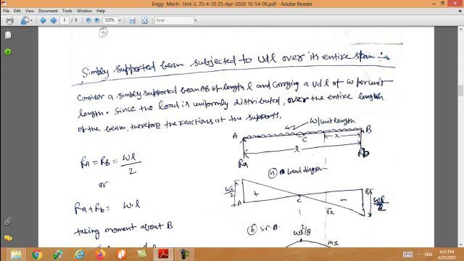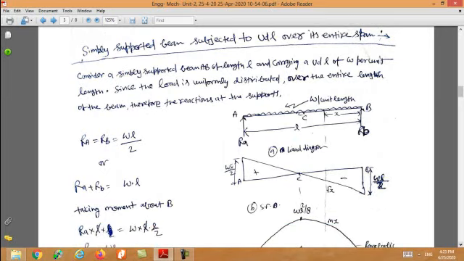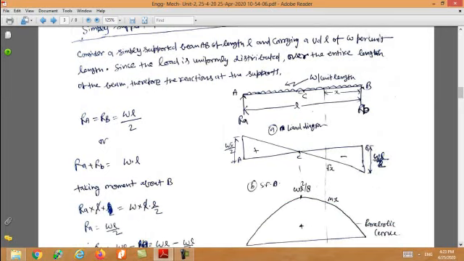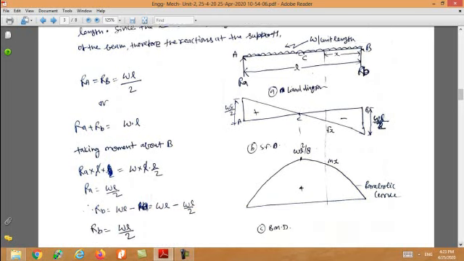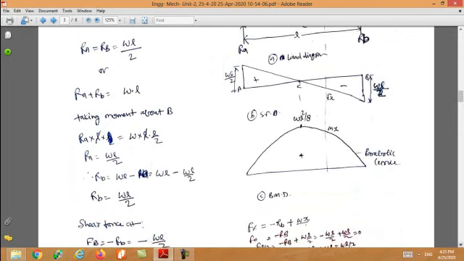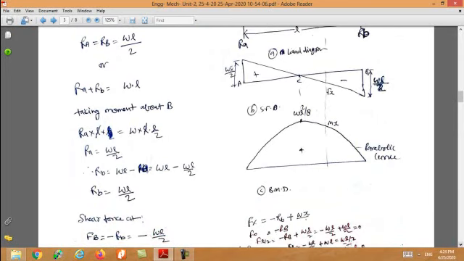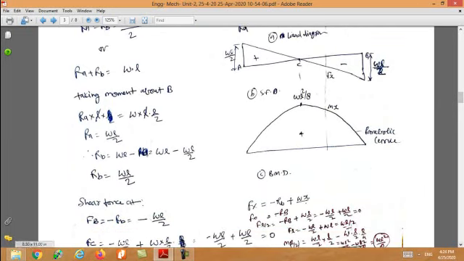First calculate the reactions. Let RA and RB be the reactions. So RA plus RB is equal to W into L. Taking moment about B, RA into L and W into L into L by 2. So you can calculate RA and RB, and then calculate the shear force at A and B. RA is equal to WL by 2 and RB is equal to WL by 2.